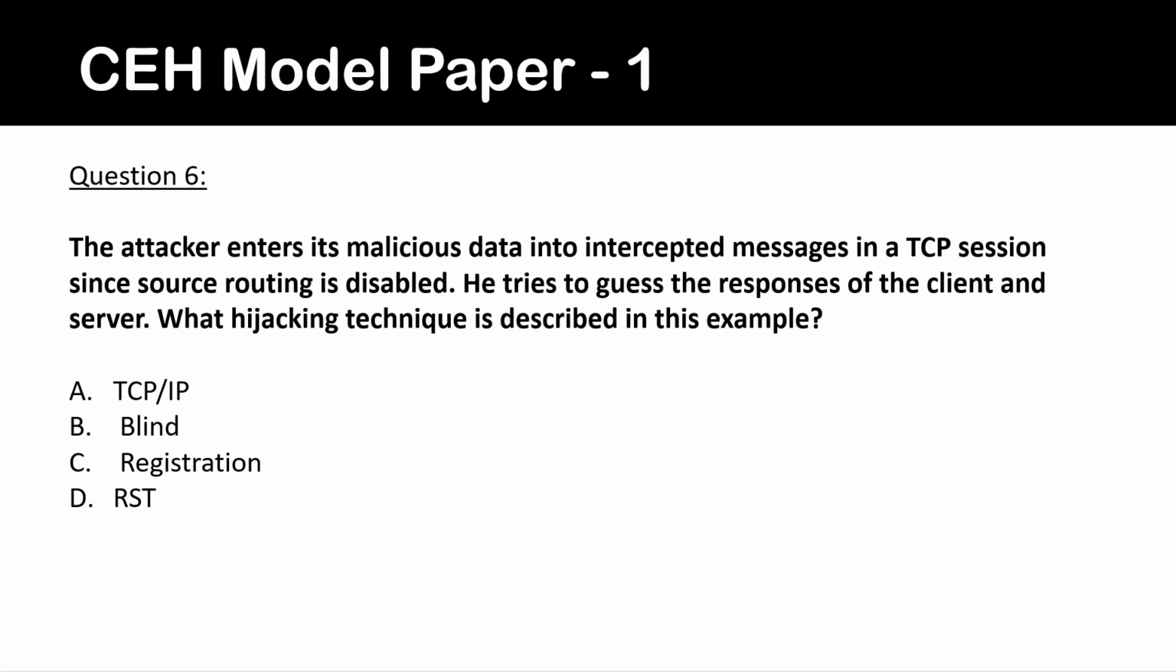Question 6. The attacker enters its malicious data into intercepted messages in a TCP session since source routing is disabled. He tries to guess the responses of the client and server. What hijacking technique is described in this example? The options are A. TCP/IP. B. Blind. C. Registration. D. RST. The answer is blind.